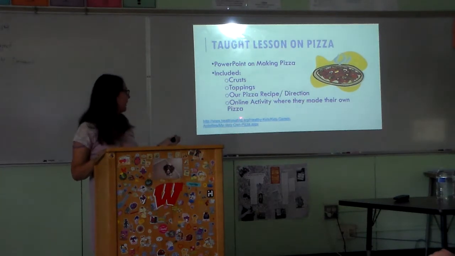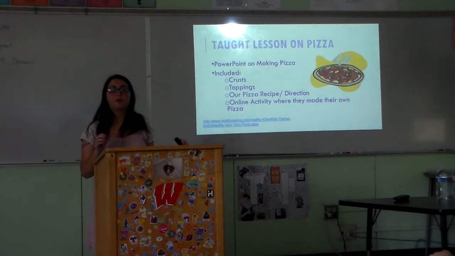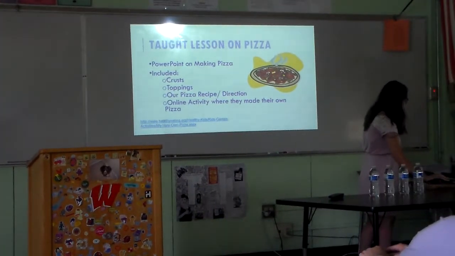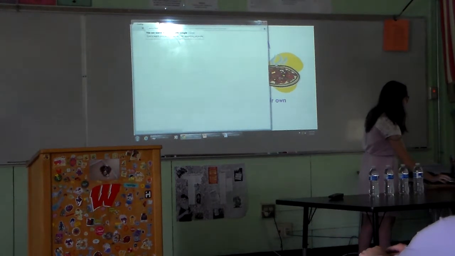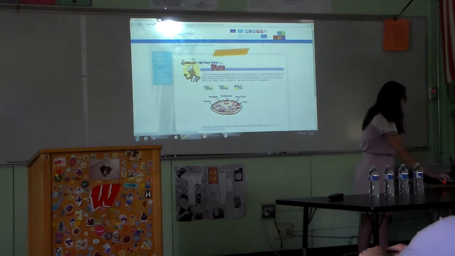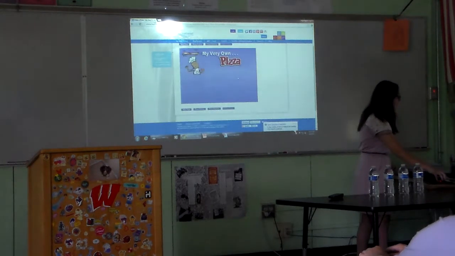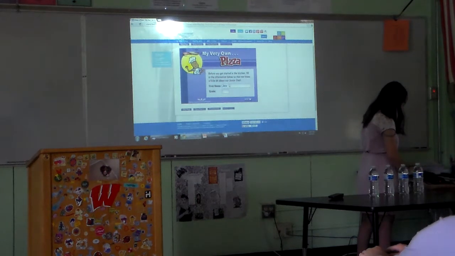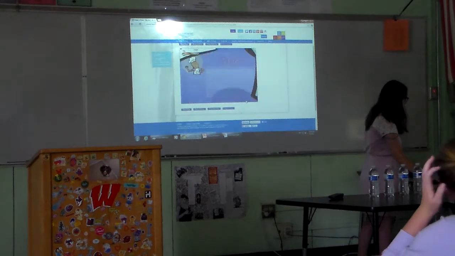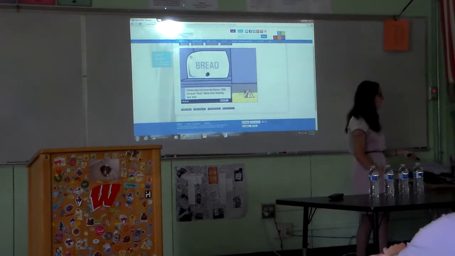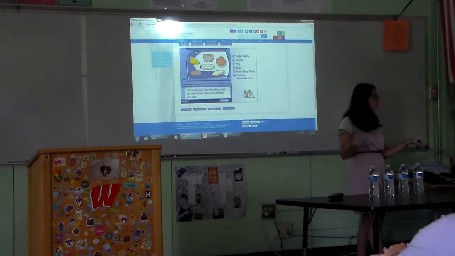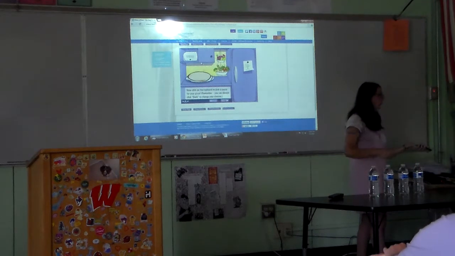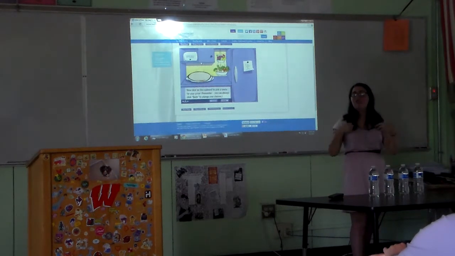And I actually have a link of the online activity that they did, in which they were able to sit in front of the computer and see how pizza is actually made. And I'm going to show you that. So they would make their pizza. See, they would pick the different type of bread to use. Like I mentioned, there's the pita bread, the bagel, all those, and then there's the sauce, the different toppings they can use. So before we actually went in the kitchen, they saw how it was done.